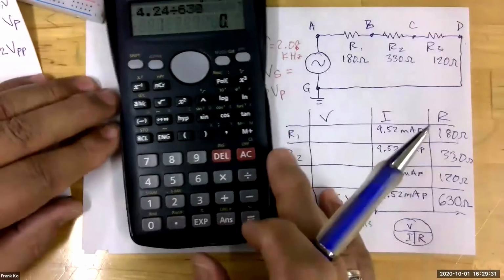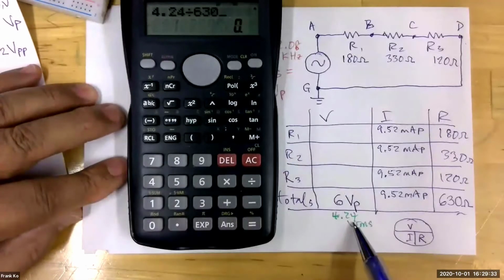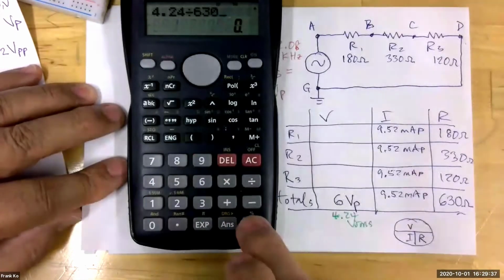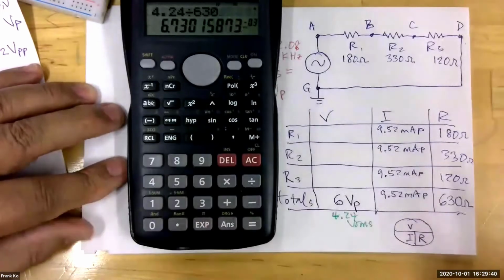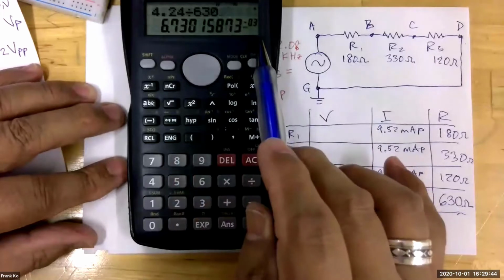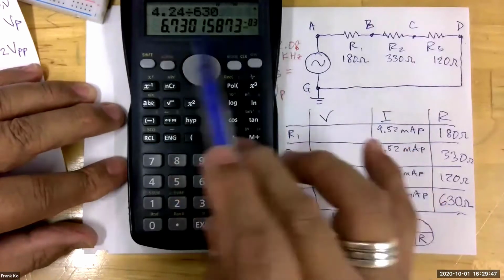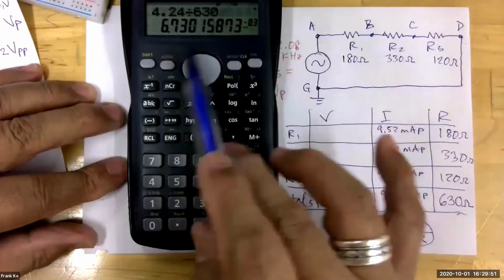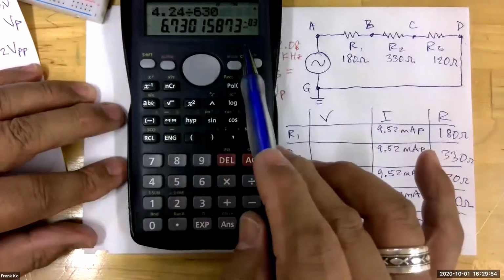So 4.24 divided by 630 gives us 6.73 milliamps. Okay, so we will do the 4.24 right there, divide by the 630, and that gave us, as you called it out, 6.73 milliamps. Does everybody calculate and confirm that value? Did you take 4.24 divided by 630? Does everybody confirm that? Give me a thumbs up, please.